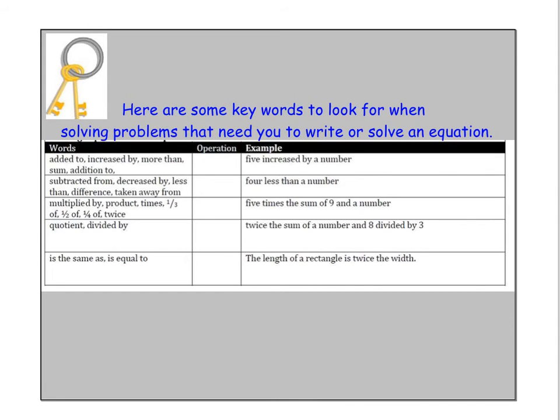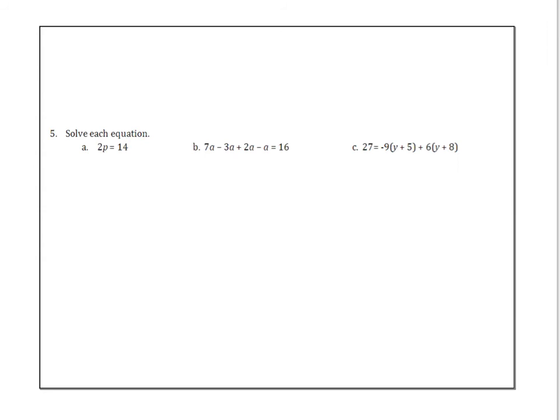So, words to remember. Take a look at these and keep them close by, especially at the beginning, until you start learning how to recognize them. Added to, increase, more than, sum, addition to, that's addition. Subtracted from tells me right away subtraction. Multiplied, product, things like that, that is multiplication. Quotient, divided by, that's going to be division. Is the same as, is equal to, that's going to be my equal sign. So keep an eye on those things.